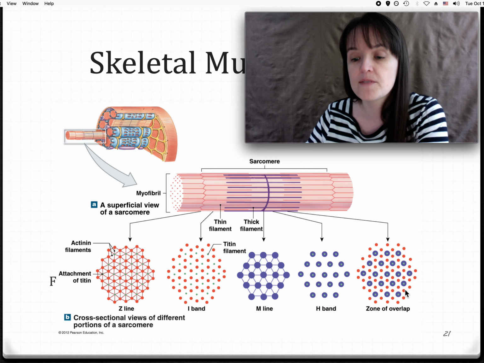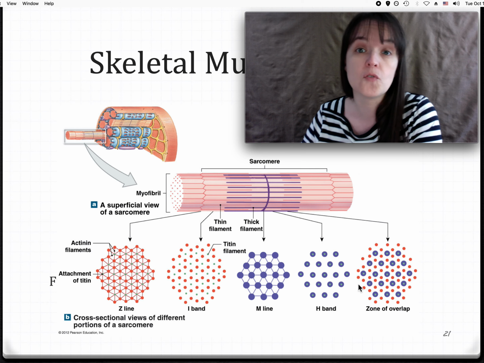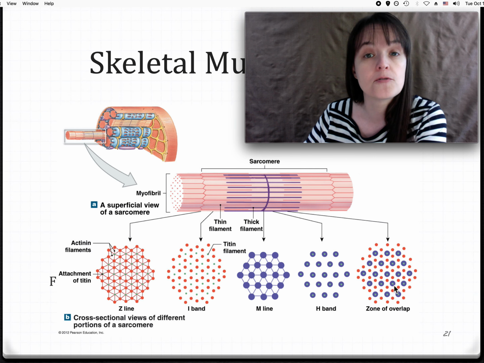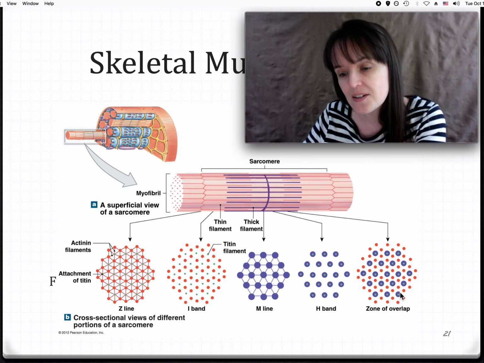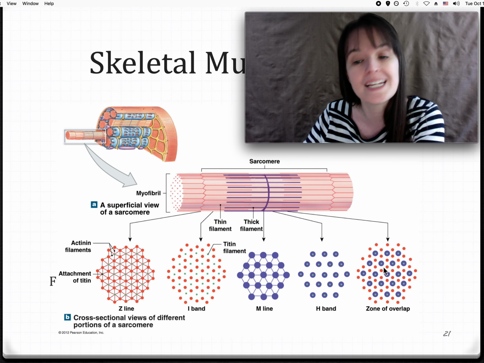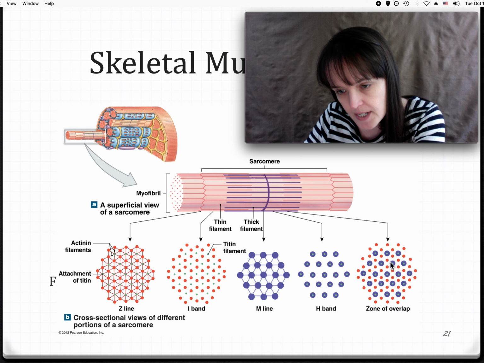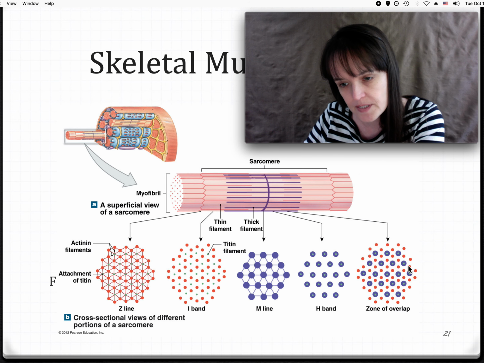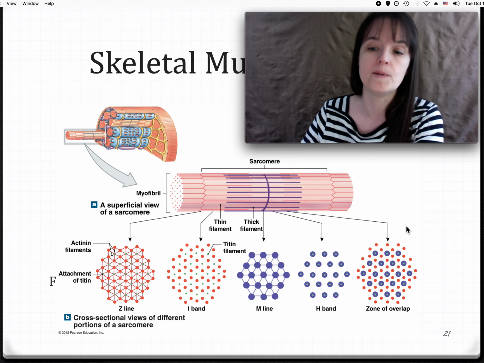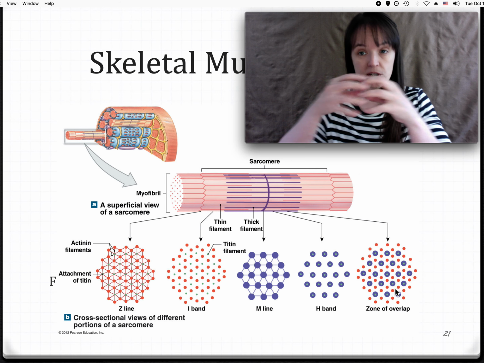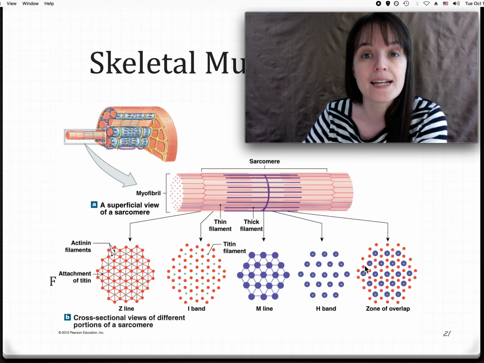And then this one is my very favorite. This is the zone of overlap, three-dimensional picture. And you can see your thick filaments with the central cores of titin. And you can see that there are thin filaments, 1, 2, 3, 4, 5, 6 thin filaments surrounding each thick filament. And if you look at the thin filaments, they each have 3 thick filaments around them, little triangles of thick filaments surrounding each thin filament. So you can see how they're interspersed together so that they can interact.